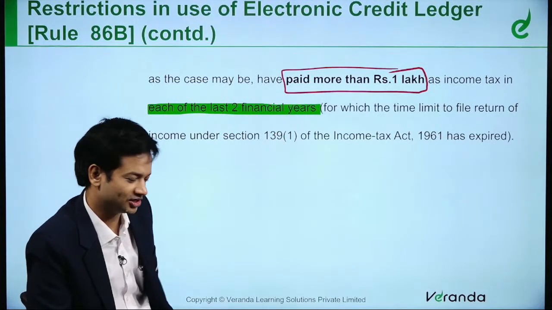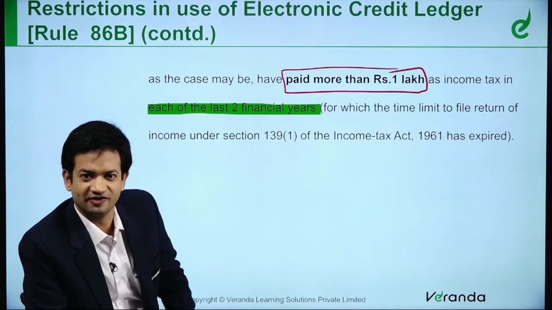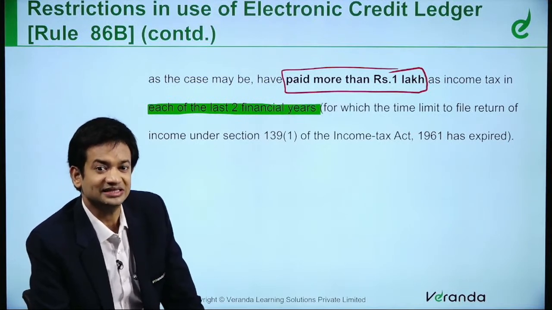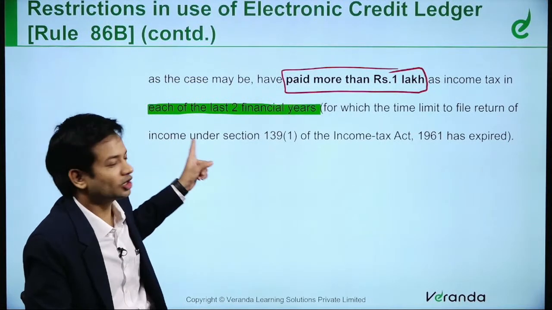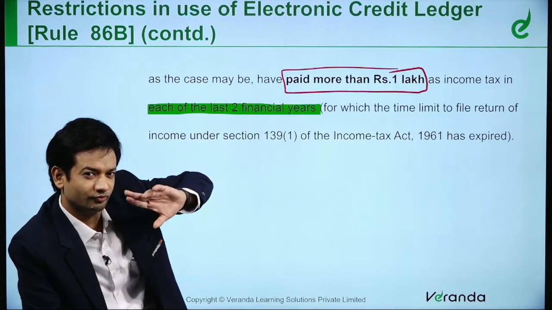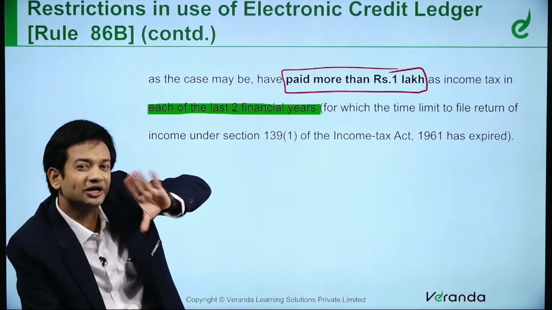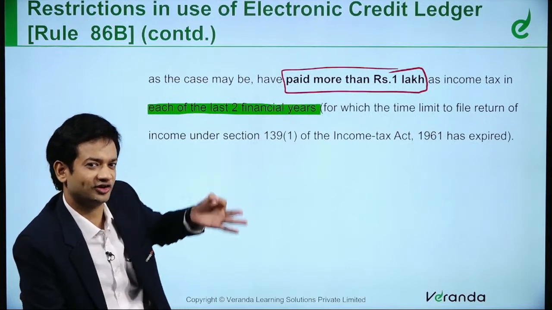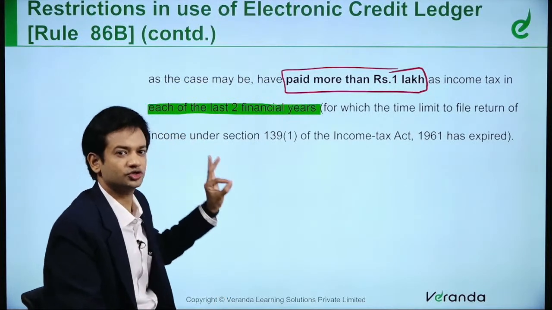So let's say, for example, I am a HUF, I am a Karta, I am running my business, and I paid income tax of more than 1 lakh rupees in each financial year. It's not that one year I paid 2 lakhs, one year 0, it's not on a cumulative basis. In each year you should qualify this condition. So in each of the last 2 years you should have paid.